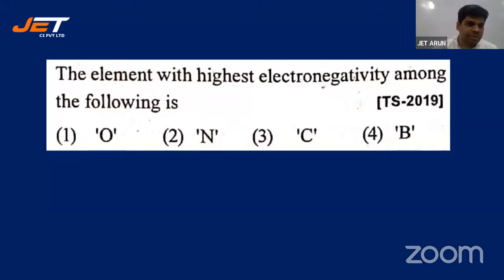One. Chaitanya says 1. Nichita says 1. Rowdy boy says 1. All right. Charan says 3. Carbon. Highest electronegativity. It's oxygen. Oh, 1 is the right answer. Those who have gone wrong, please correct yourself.